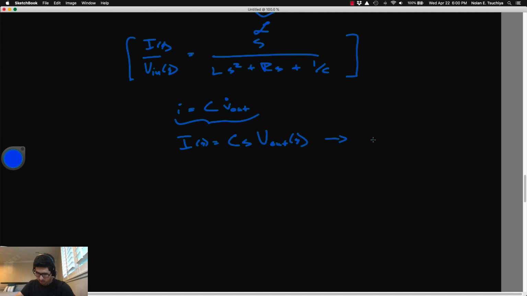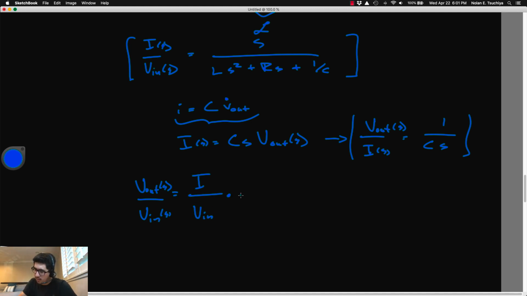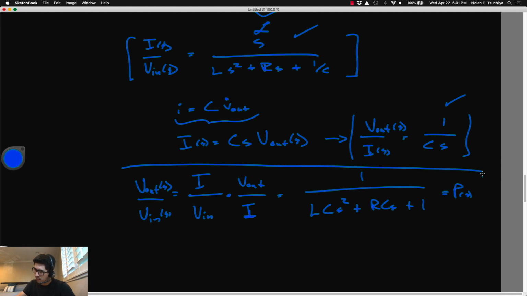And from here, we can actually solve for the transfer function from I to Vout, and that's going to be equal to 1 over CS. The reason we wanted to do this is because ultimately the transfer function from Vin to Vout can be expressed as the product of the transfer function from Vin to I times I to Vout. We're allowed to do this as the Laplace operator is a linear operator. So we just multiply this times this, and what we see is that our overall transfer function from Vin to Vout has the form of 1 over LCS squared plus RCS plus 1. That equals P of S.